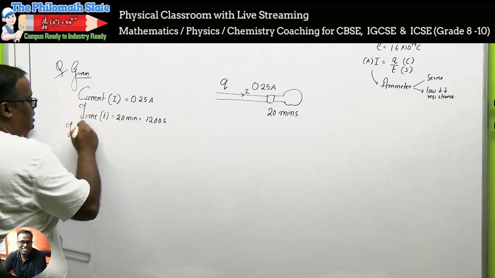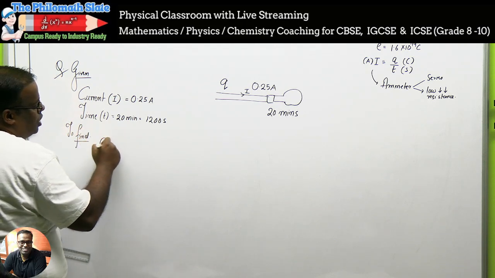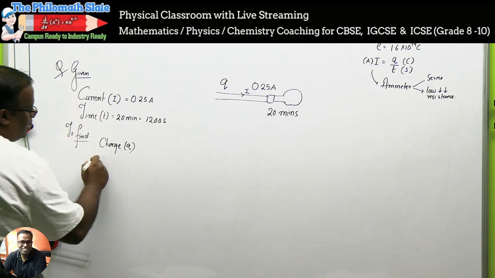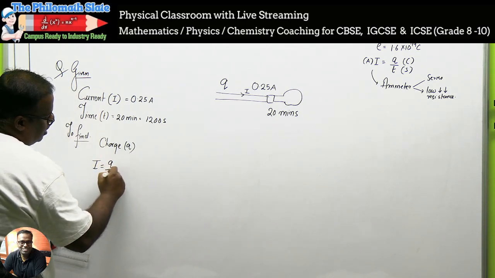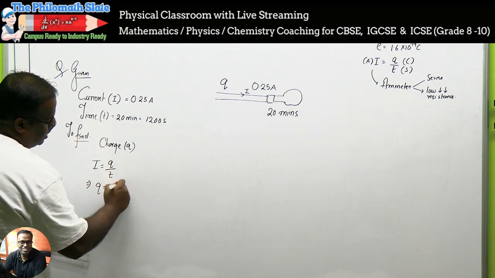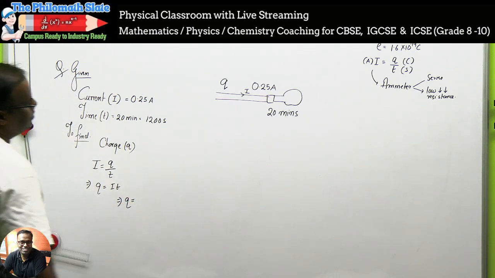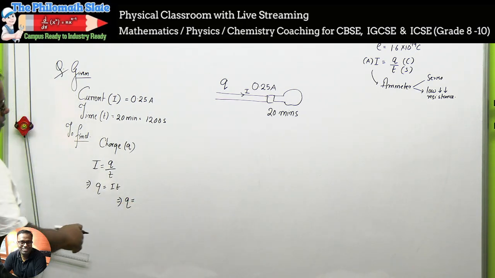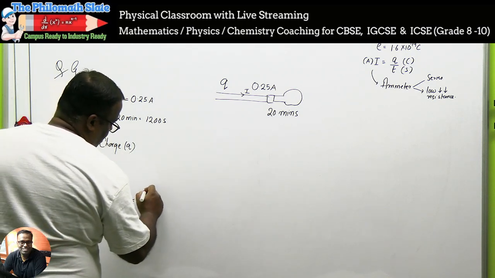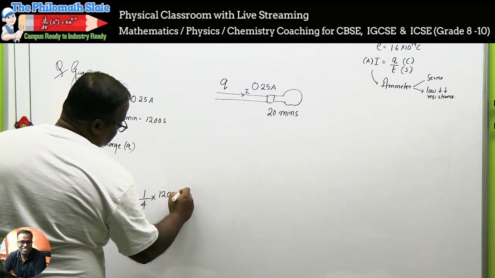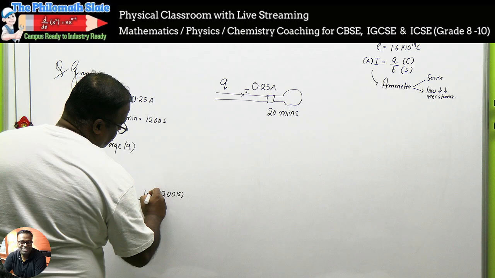And to find the charge, and charge is given by Q. Now you can write your formula, whatever you want to write. I is equal to Q over T, or Q is equal to IT, right? So substituting, you get Q is equal to 0.25. 0.25 is equal to how much? 1/4. कहाँ हाथ में क्यों लिख रहे हो? You can write it as 1/4 ampere. So your calculation becomes easy. Into 1200 seconds. ये आपको कूलम दे देगा.